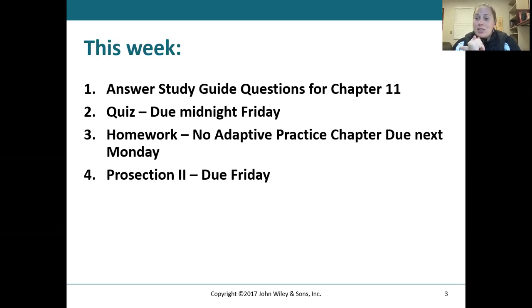Okay, so that's the rundown in terms of where we are, where we're going. Make sure you answer the study guide questions for chapter 11 before you come to class on Tuesday and Thursday. Your quiz is due Friday by midnight. Just a heads up, there is no adaptive practice due next Monday, just because we have an exam next Thursday, and also we're not going over any new material next week.